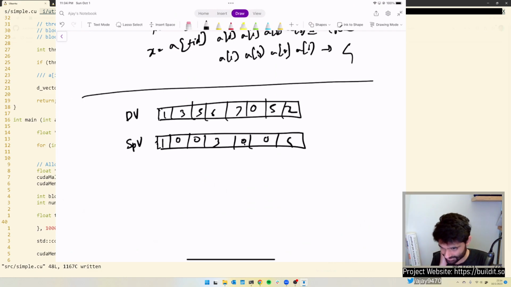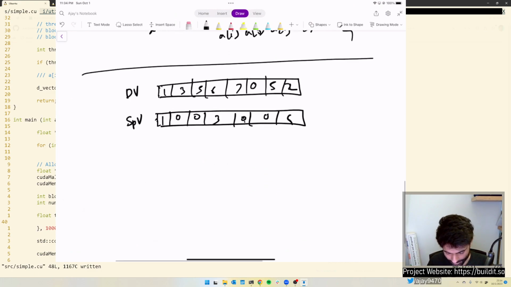In the same way, scaling a dense vector requires me to visit each and every element, scale it up and store it back. But in the sparse case, scaling up 0 doesn't do anything. 0 multiplied by anything is 0. So I can scale them by just visiting the non-zero elements and scaling them up.